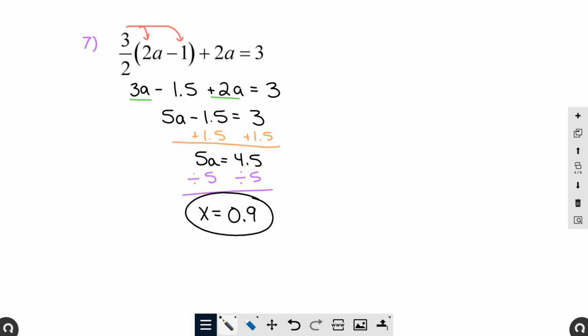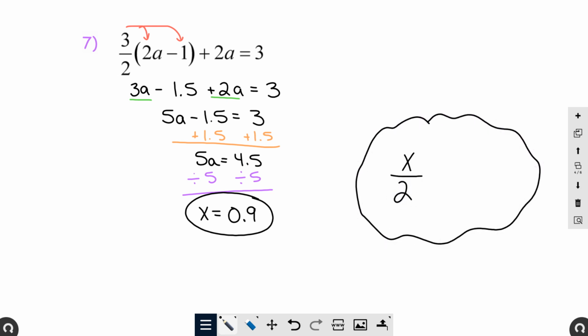Oh, I forgot something. My bad. Add this to your notes. You are going to see something like this, x over 2. Does anybody know a different way of writing that? 1 over 2, and then put an x with it. Good job, Landon. Yep, x over 2 is the same thing as 1/2 x.